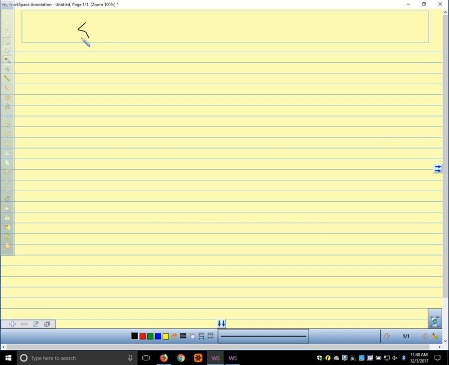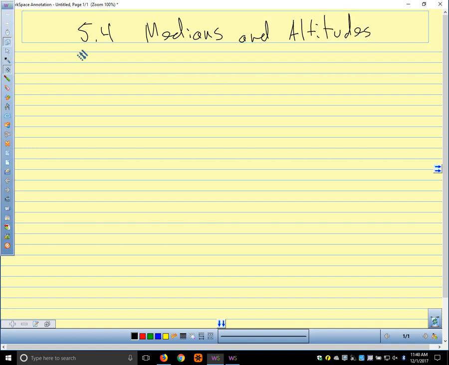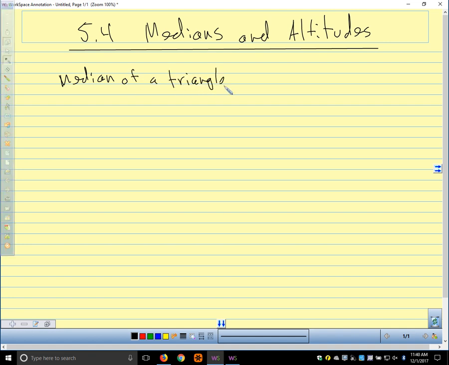So we're in section 5.4. A median of a triangle is the segment that goes from a vertex to the midpoint of the opposite side.